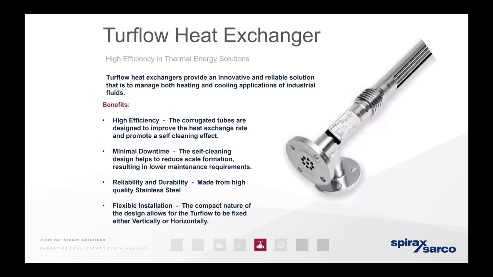So the Turflow heat exchanger, as it says here, we've covered these already. High efficiency corrugated tubes designed to improve the heat exchange rate. So that increases the surface area to be able to transfer heat. Minimal downtime, so where it says self-cleaning with shell and tubes and Turflows, it's because you create a turbulent flow inside. That tends to break off any particles that may be forming on the tubes, so we say that it's self-cleaning. They're reliable and durable, so they're made of high-spec materials, which means they tend to last for a while.